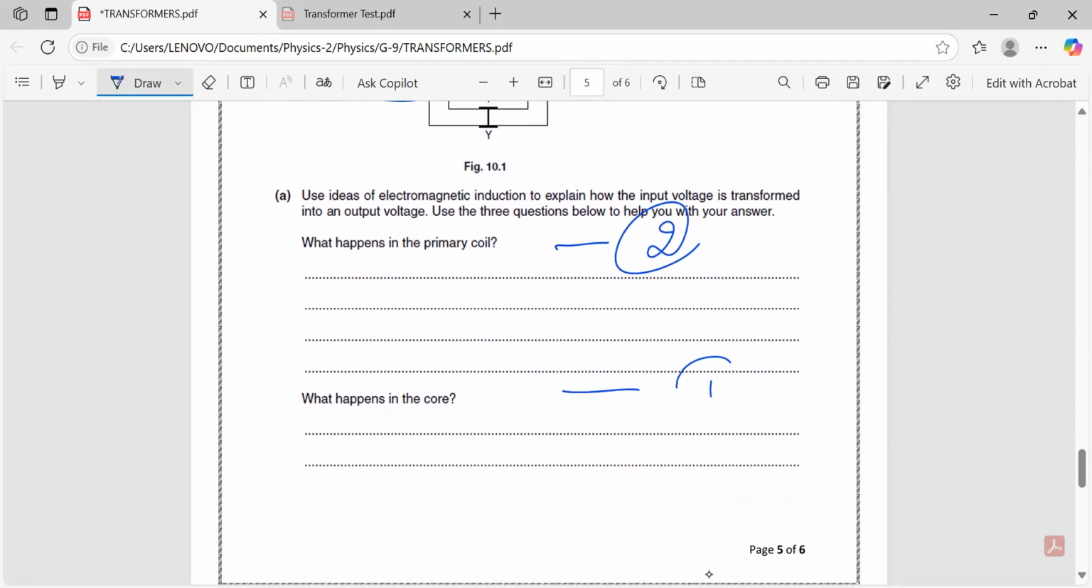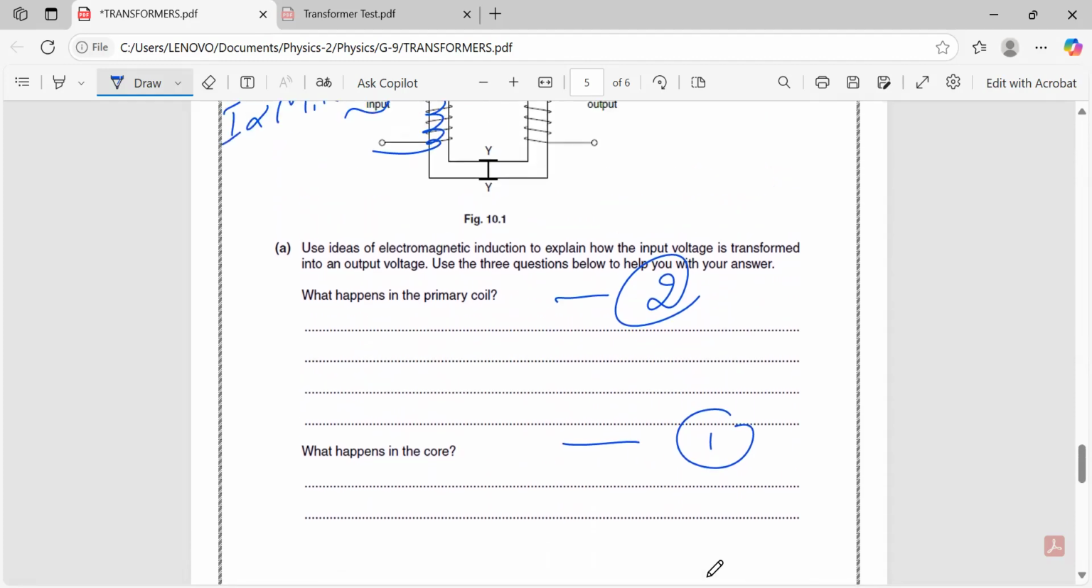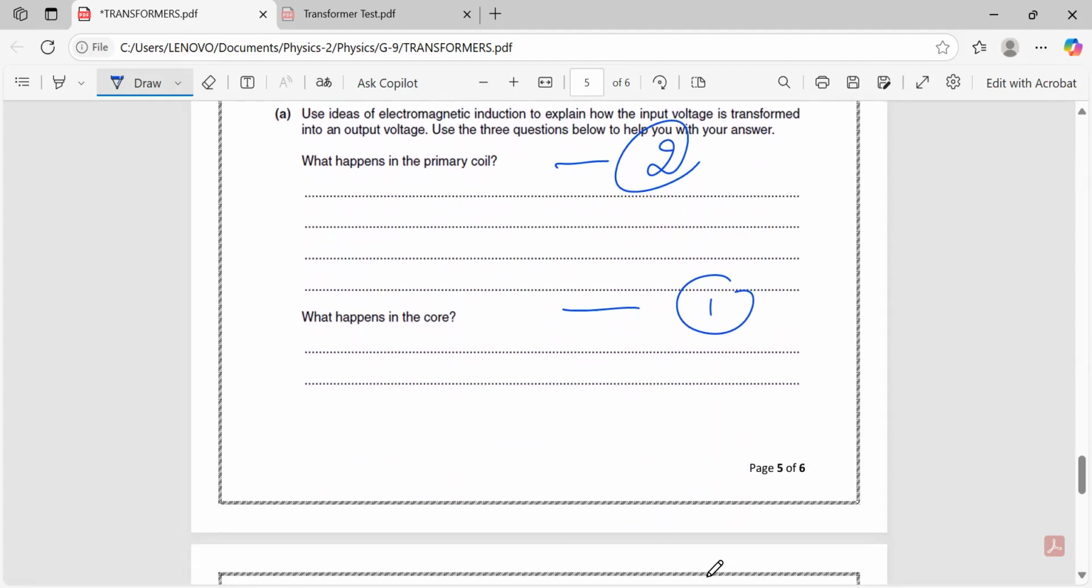This is a 1 mark question here. What happens in the core? So in the core, that is just a channel to transfer the magnetic field from primary towards the secondary coil, right? So it's just transferring the magnetic field lines from primary to secondary. That's why iron is best for it.